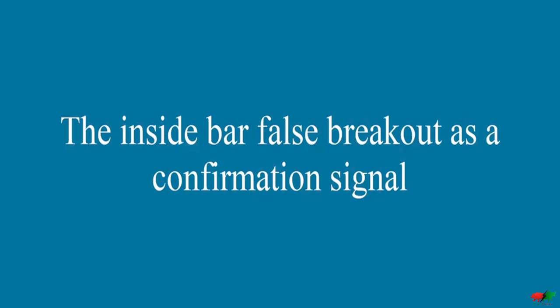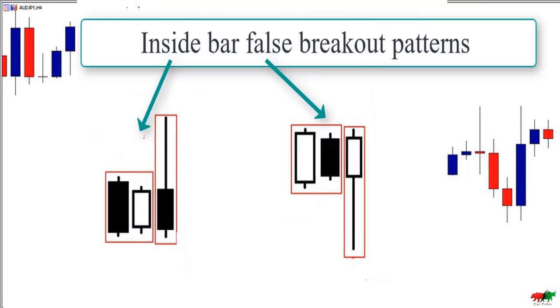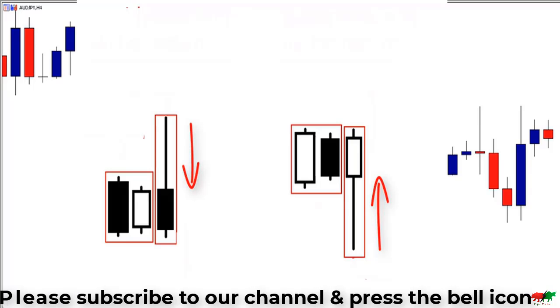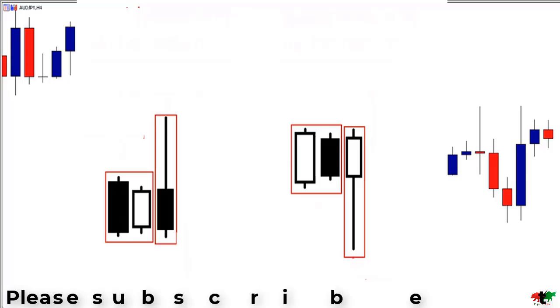So what is an Inside Bar False Breakout? An Inside Bar False Breakout is an inside bar pattern followed by a false breakout. In other words, an Inside Bar False Breakout is created when price breaks one way from an inside bar pattern. Then price snaps back the other direction. When this pattern occurs in a supply or demand zone, it can be used as an entry signal.